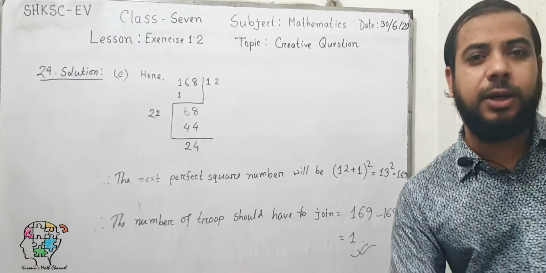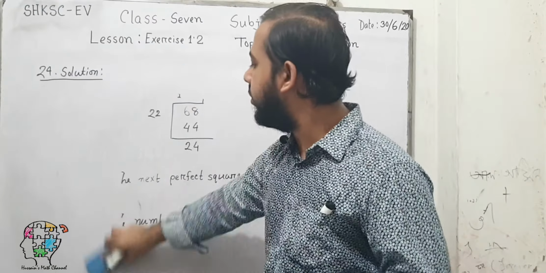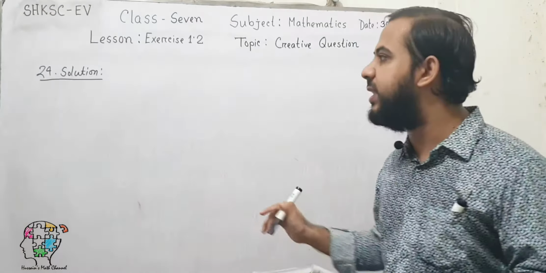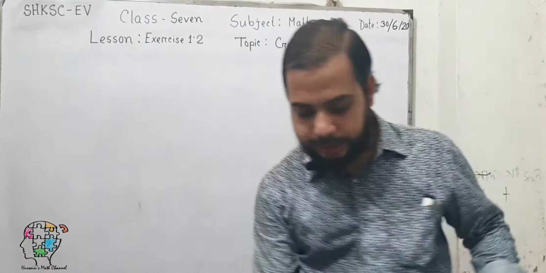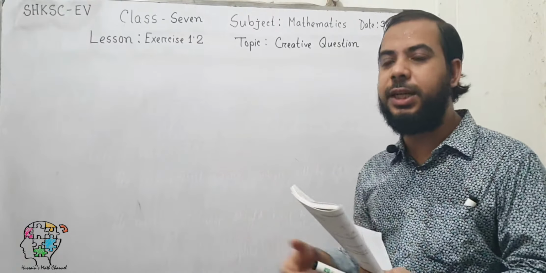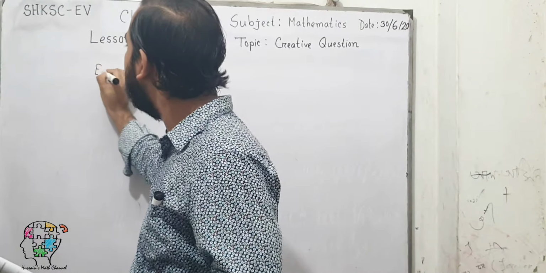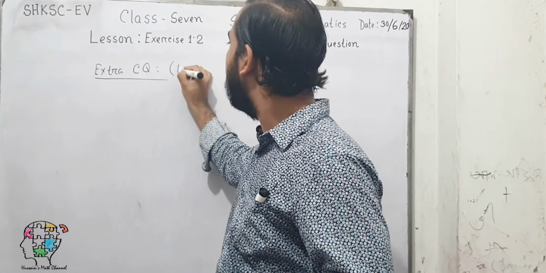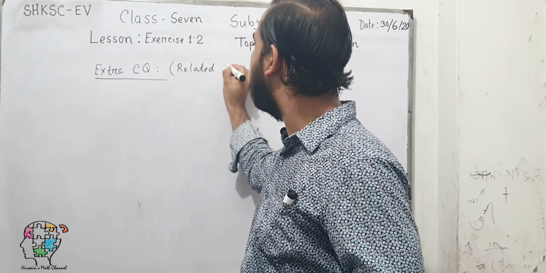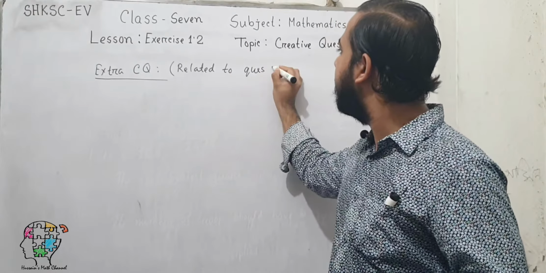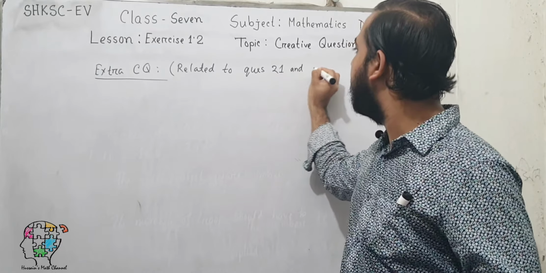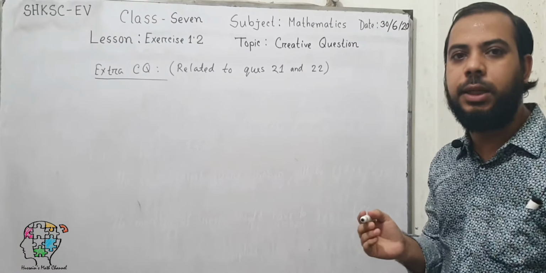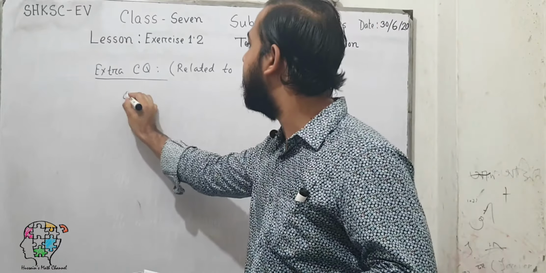Now I want to give a homework which is related to the word problems number 21 and 22 of this chapter. I just want to give you the question and a clue. An extra creative question related to questions 21 and 22. So you copy the question at first and then try to solve it. So the question.